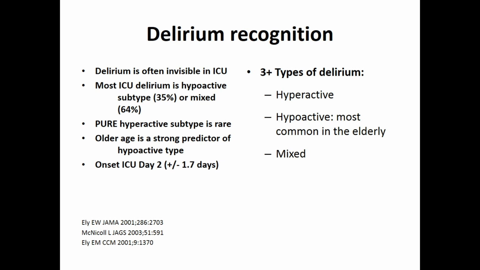Most delirium is of the hypoactive subtype, although some will have both features of hyper and hypoactive delirium. It's the hyperactive delirium that appears most like somebody who's withdrawing from alcohol, for example, but that pure hyperactive delirium is actually quite rare. Old age is a strong predictor of the hypoactive form, as well as any form of delirium, really. It's one of the higher risk factors. And it's also important to note that this is something that occurs usually after the first day of being in the ICU. Usually around day 2 is when we start to see it, after the critical illness has begun.